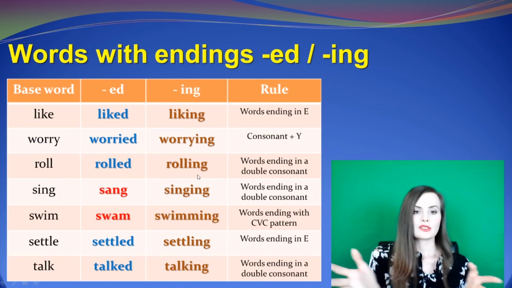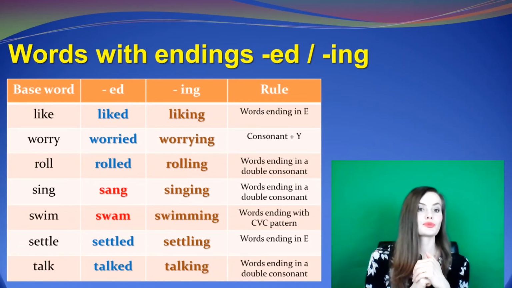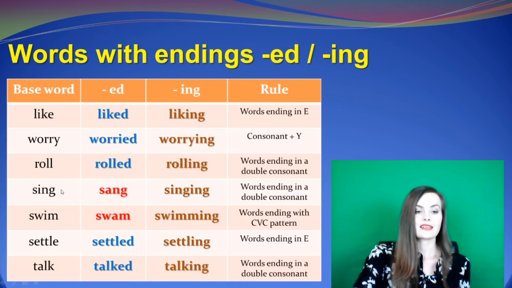When we added these endings, we did not change the base word. Can you tell me why? Yes, you're right, because the word roll ends with a double consonant, L, L. We have a double consonant at the end.